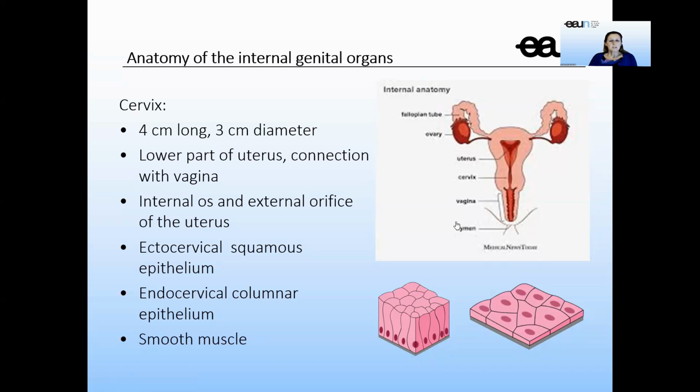The epithelium is about 2 layers, 2 different kinds of layers. It's a squamous epithelium, this is the squamous part, and this is the columnar part, and that means it has 2 different functions. And also the cervix has a wall of smooth muscle tissue.